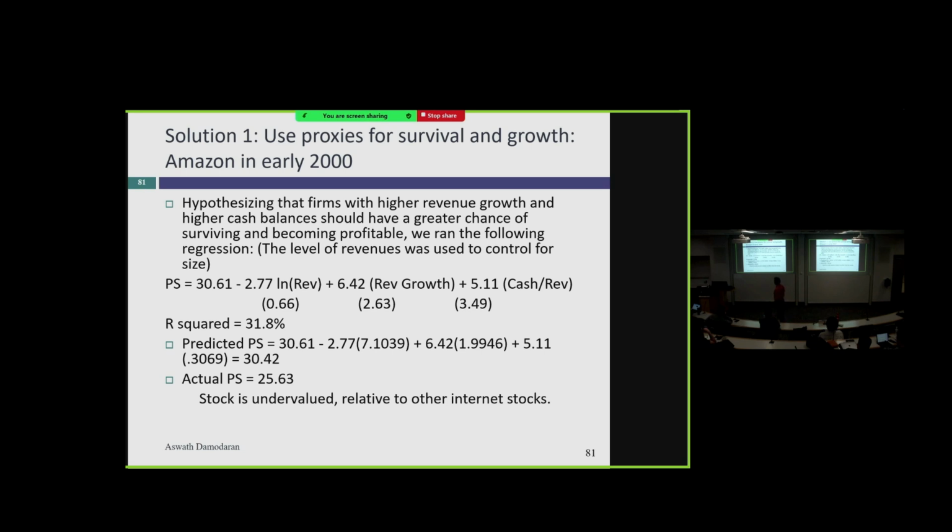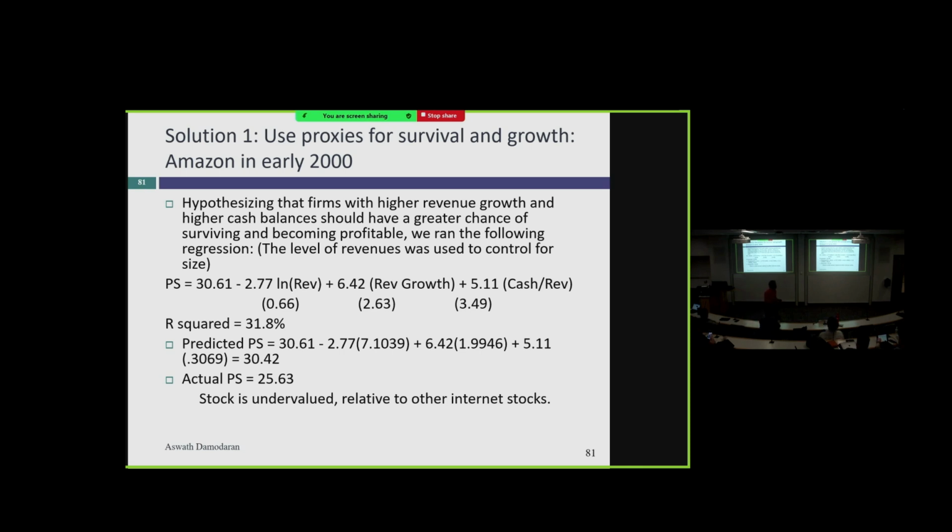I plugged in Amazon's numbers into that predicted price to sales ratio. Given Amazon's cash holdings and its revenue growth, I got a predicted price to sales of 30.4 times revenues. It was actually trading at 25.6 times revenue. So based on my pricing, what am I concluding? It's underpriced. And at the same time, within 24 hours, my intrinsic valuation concluded that it was overvalued by 60%, 35 versus 84.